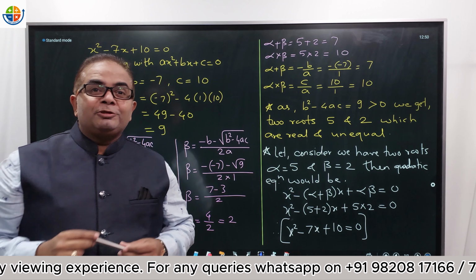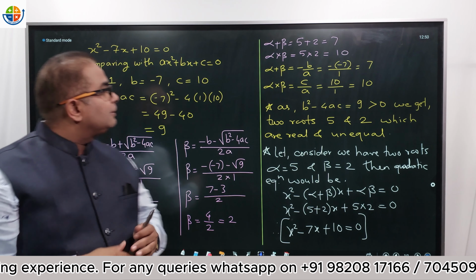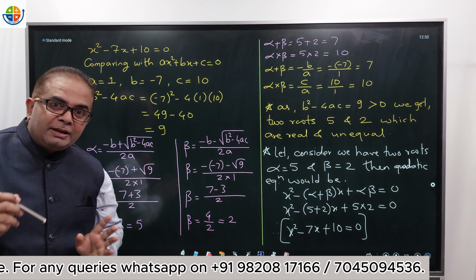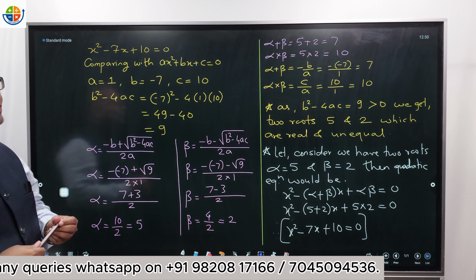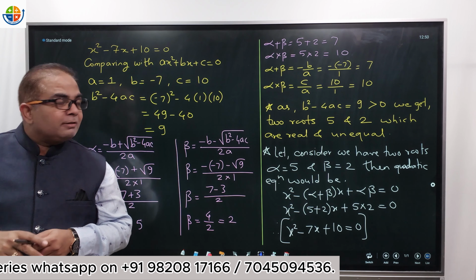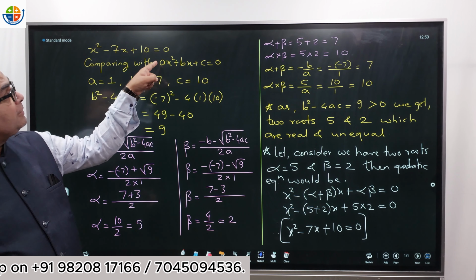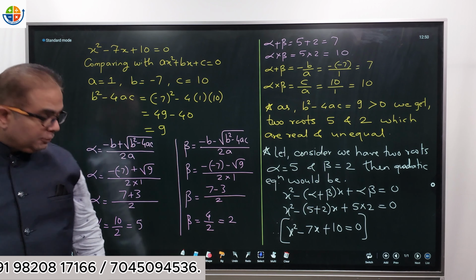Now let's learn those concepts with the help of an example. x square minus 7x plus 10 is equal to 0. This is the quadratic equation. Now let's try to solve this quadratic equation using the formula method. So we have to compare with the general form, that is ax square plus bx plus c is equal to 0.